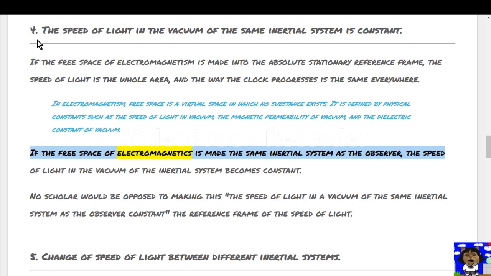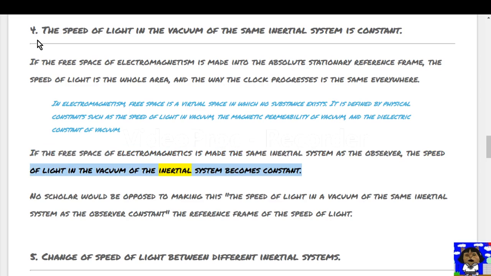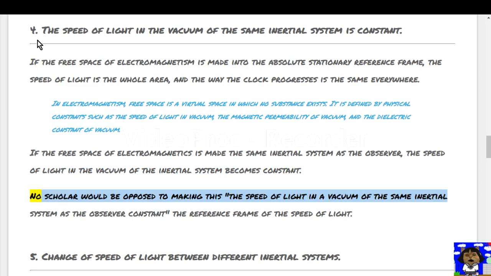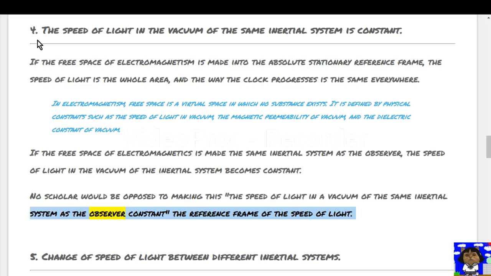If the free space of electromagnetics is made the same inertial system as the observer, the speed of light in the vacuum of the inertial system becomes constant. No scholar would be opposed to making this, the speed of light in a vacuum of the same inertial system as the observer, constant, the reference frame of the speed of light.